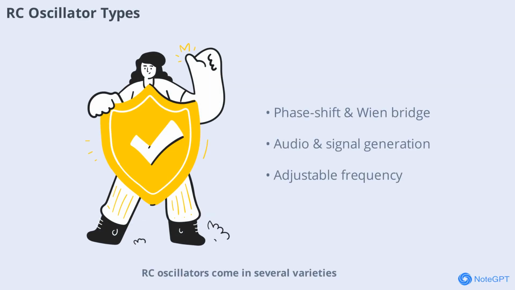RC oscillators come in several varieties, including phase shift and Wien bridge oscillators. Each type uses a specific arrangement of resistors and capacitors to achieve the desired frequency and waveform. These oscillators are especially useful in audio and signal generation applications.